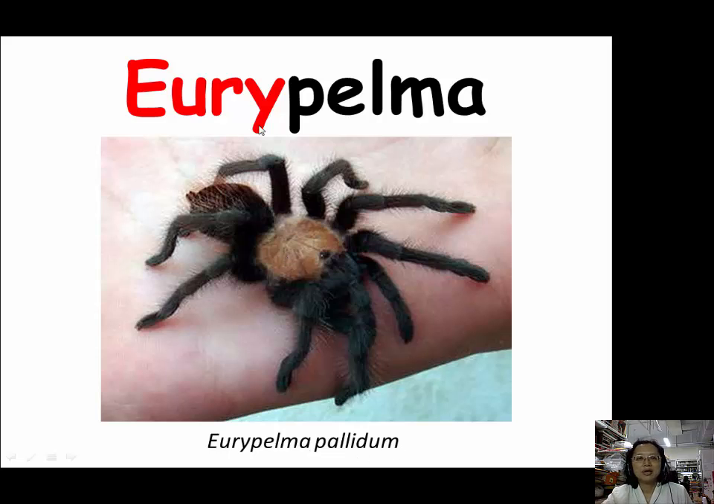Well, I guess the reason why it's called Eurypelma is because it has flat bodies, and Eurypelma hansi is the American tarantula.